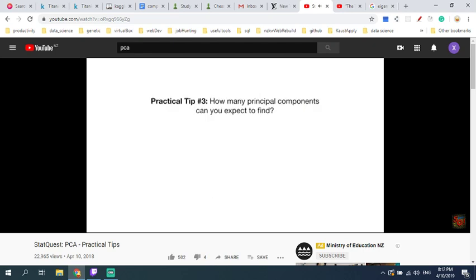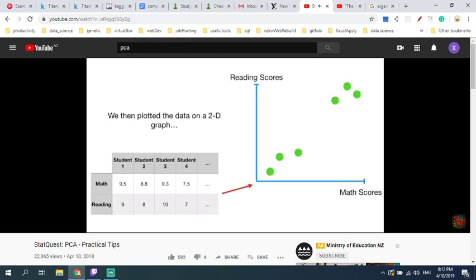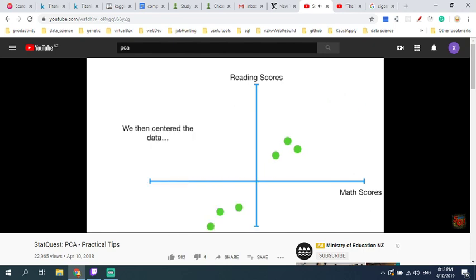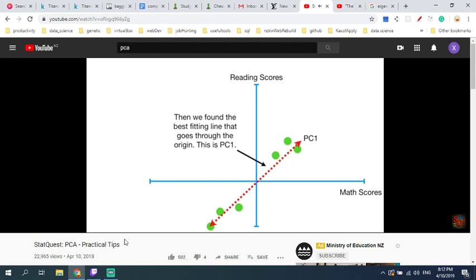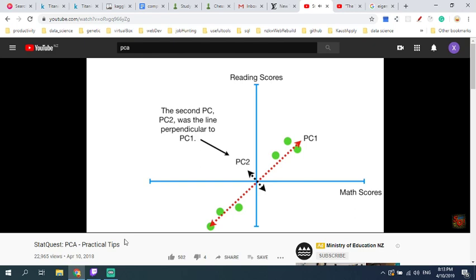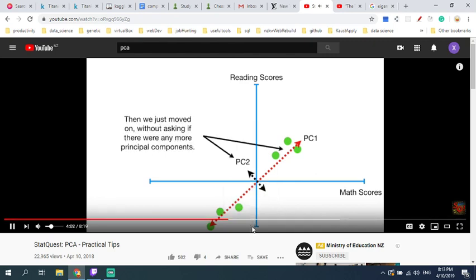Practical tip number 3. How many principal components can you expect to find? In the first example, we had math and reading scores from a bunch of students. We then plotted the data on a two-dimensional graph. We then centered the data, and then we found the best fitting line that goes through the origin. This is PC1. The second PC, PC2, was the line perpendicular to PC1. Then we just moved on without asking if there were any more principal components.